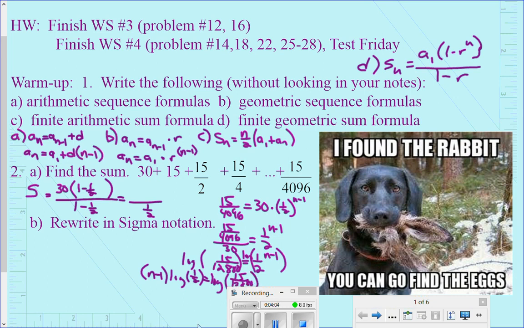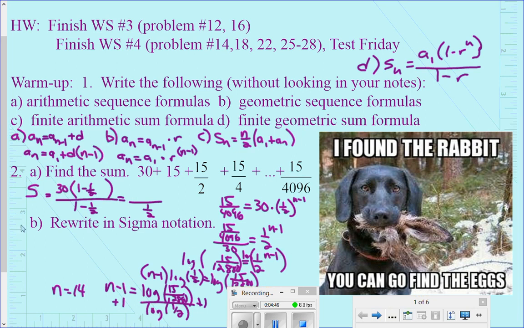So I'm going to divide both sides by the log of 1/2. I get n minus 1 equals the log of 15 over 122,880 divided by the log of 1/2. And then I'm going to add 1. When I do that, I get that n is 14. So now I know that 15 over 4096 is the 14th term, which tells me, because it's the last term, that there are 14 terms in that series.